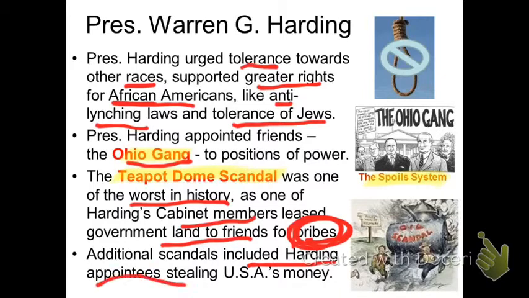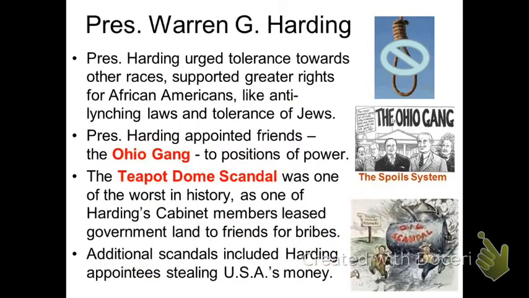Additional scandals involving some of Harding's appointees popped up again. This is all taking place pretty much after his death in 1923. Some of these other friends of his, this Ohio gang, were caught stealing money from American agencies. Again, this is all happening after his death. Let's move onward.